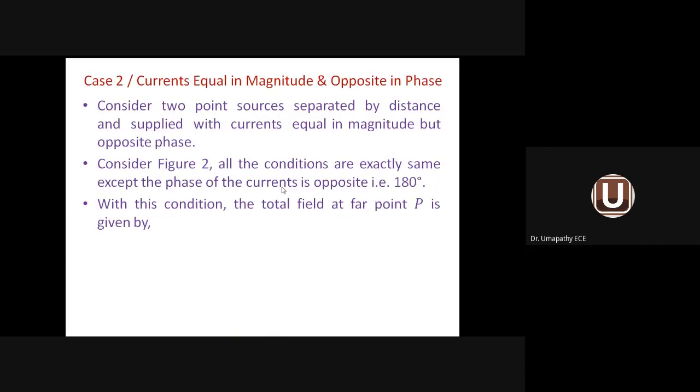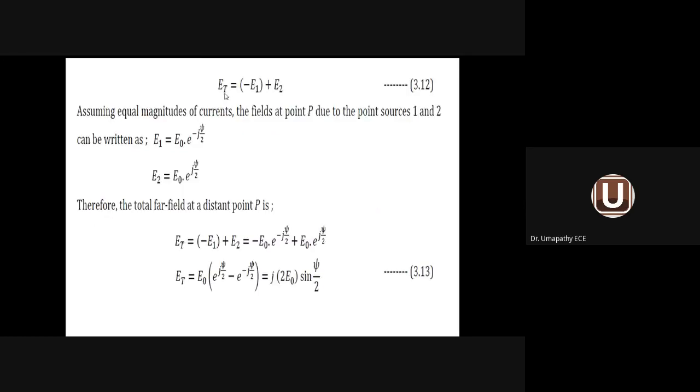Now let us go to case 2. What is case 2? Currents equal in amplitude but opposite in phase. Equal in magnitude, opposite in phase means the phase difference is 180 degrees. The currents flowing through the antenna elements are equal in amplitude but 180 degrees out of phase with each other. So here also we have to calculate the total field at the far point P. It is given by ET equals minus E1 plus E2. See the previous case, ET equals E1 plus E2. But here minus E1 plus E2. This minus sign indicates they are 180 degrees out of phase, but equal in amplitude.